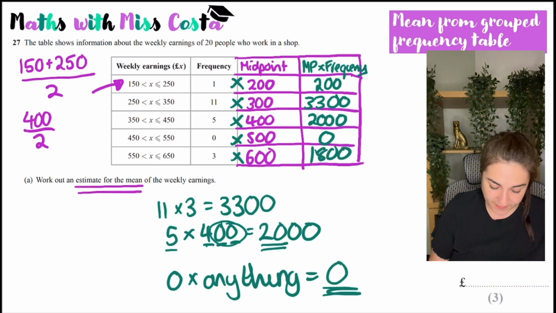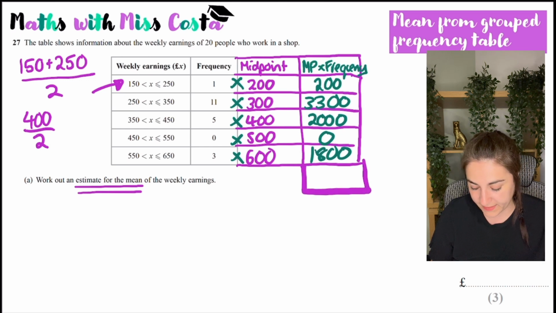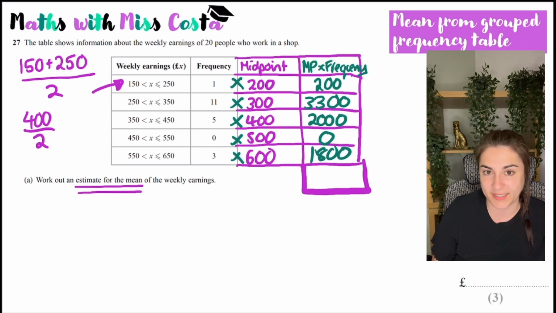So once you've done this column, to work out the mean, what we do is we add up the value of all of this final column, because what I've essentially said is, okay, 11 people earn £300, so in total 3,300 pounds has been earned. So I add up the total money earned.